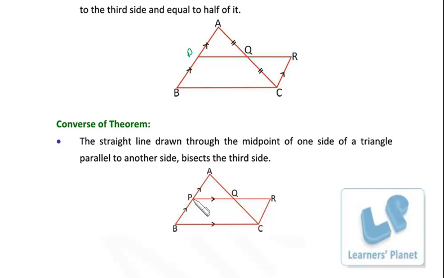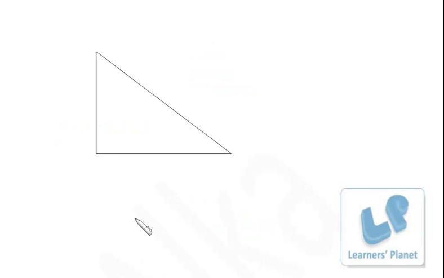If I am drawing a line from P, the midpoint of AB, and parallel to BC, then it will bisect AC. So Q is the midpoint of AC. This is what the midpoint theorem says. Now let's discuss Pythagoras theorem.